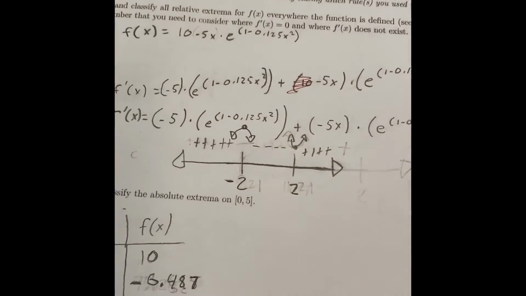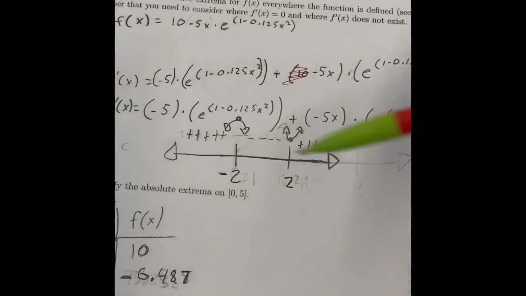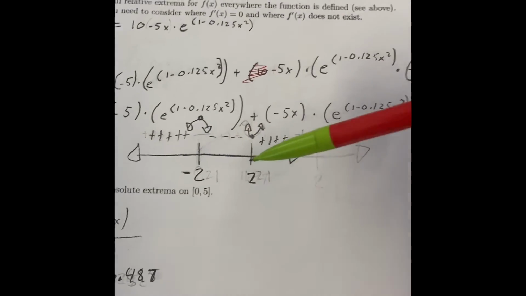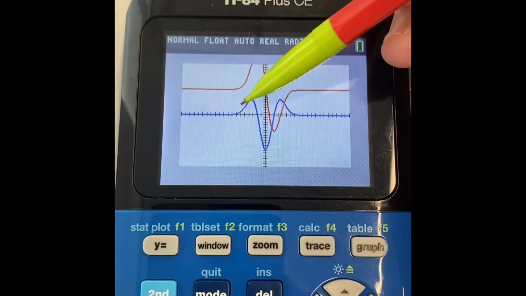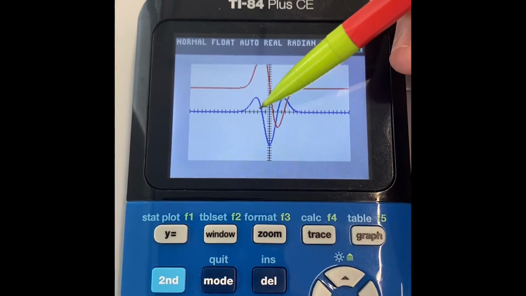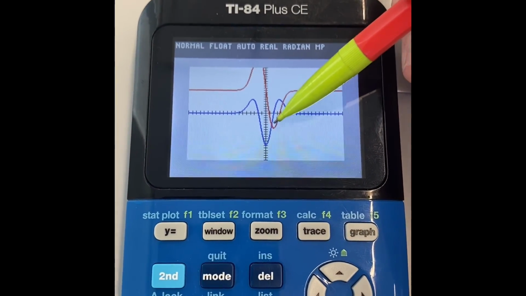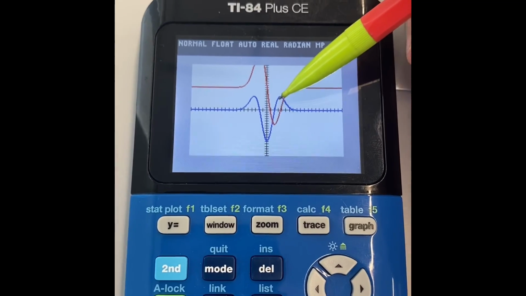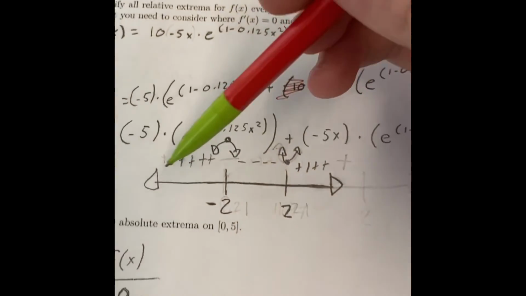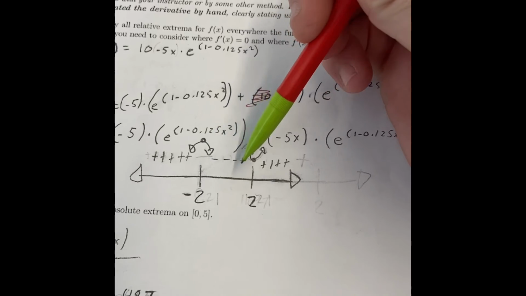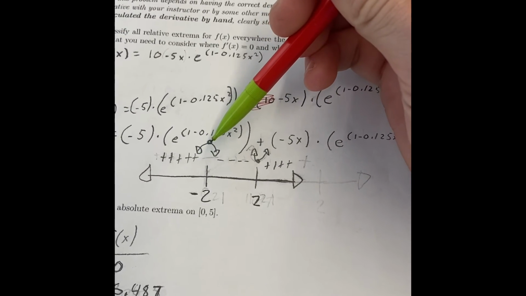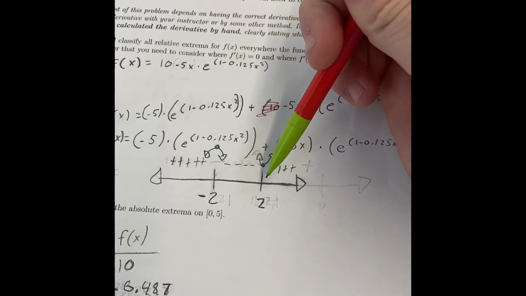Then I made a little sign chart and put down my two critical points. I know it is positive because the derivative is above the x-axis, it goes to negative, and then once it hits 2, it becomes positive again. So I wrote positive, negative, positive. That gives me a maximum and a minimum.